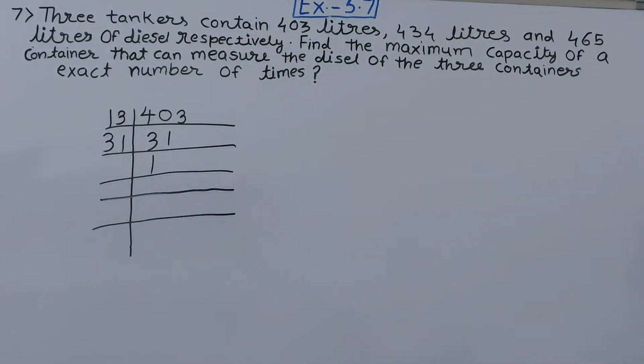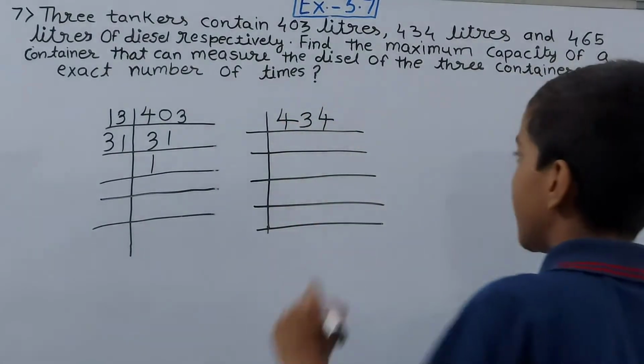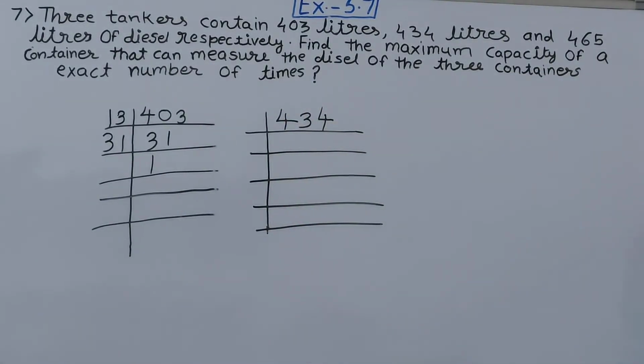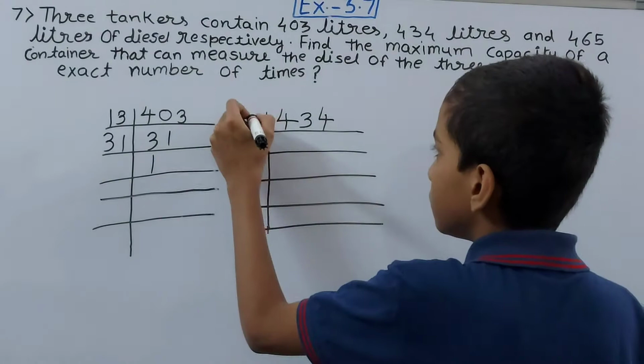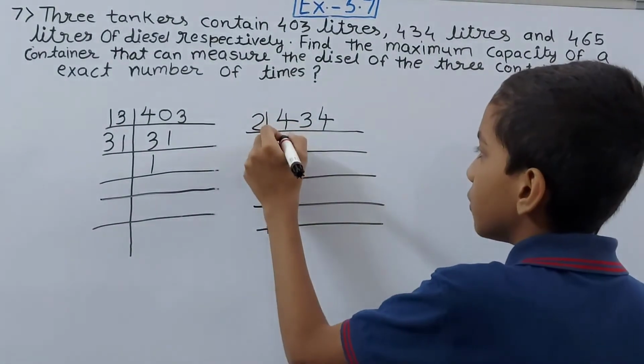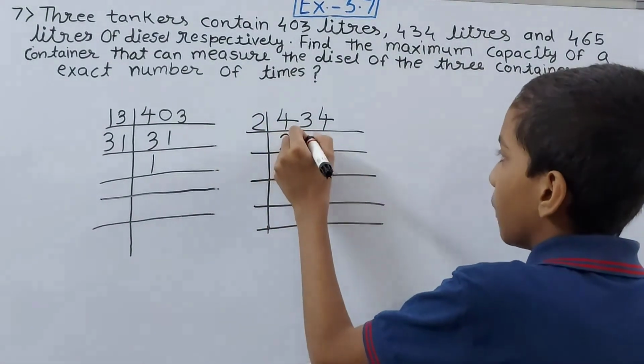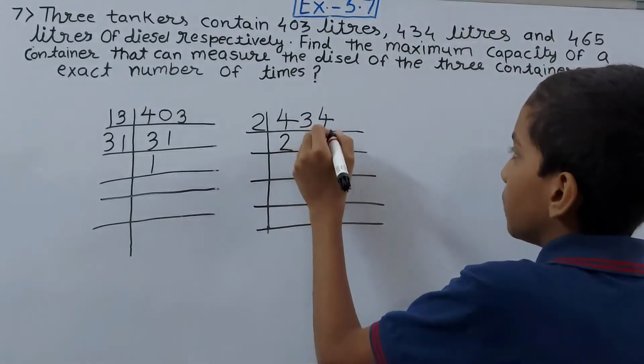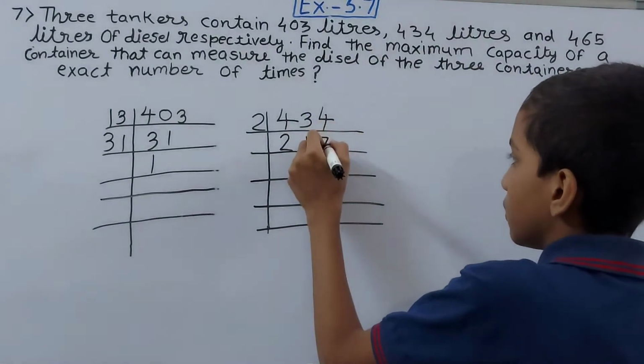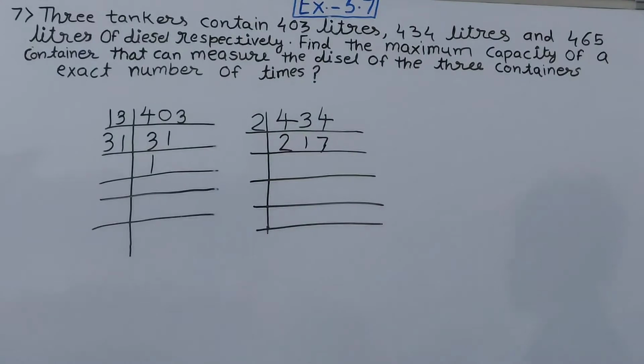Now let's see the next number. So the next number is 434. So friends, here we have to look for a factor. What can be the factor here? Yes, we are going to take 2. Okay, so this will go 2 times and 1 times, and 1 is left, so that means this will go 7 times, that is 217.